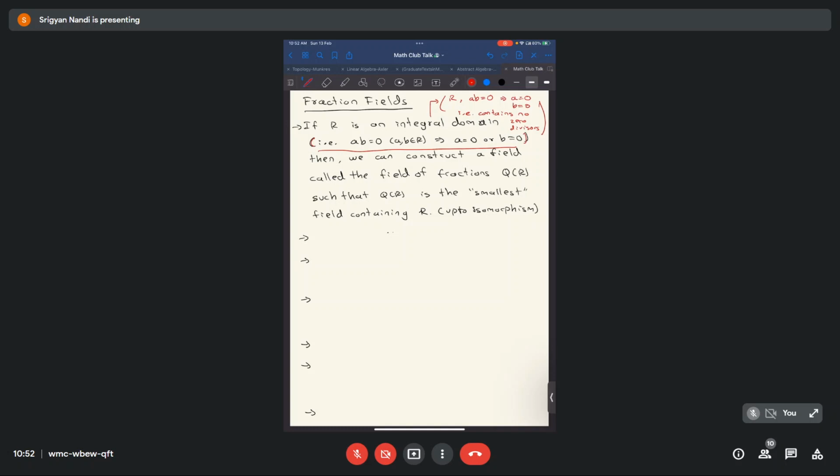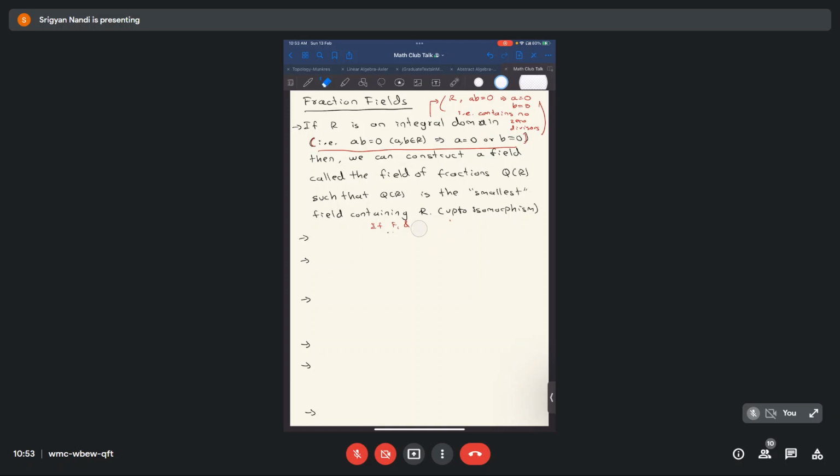Basically, we can have two different fields containing R. If F1 and F2 are two different smallest fields containing R, then F1 should be isomorphic to F2. This is what it means to be smallest up to isomorphism. And of course, here smallest is with respect to inclusion.